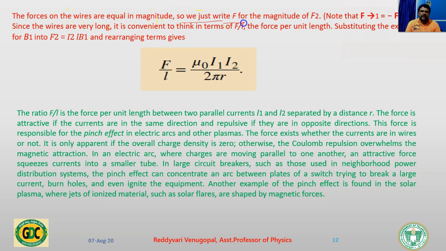So we just write F for the magnitude F2. Instead of F2, we are writing F. Since the wires are very long, it is convenient to think in terms of F by L. That's why instead of calling it the force acting on that particular wire, we call it force per unit length. So by substituting this expression for B1 into F2, that is I2 L B1, and rearranging the terms gives F by L is equal to mu naught I1 I2 divided by 2 pi R.